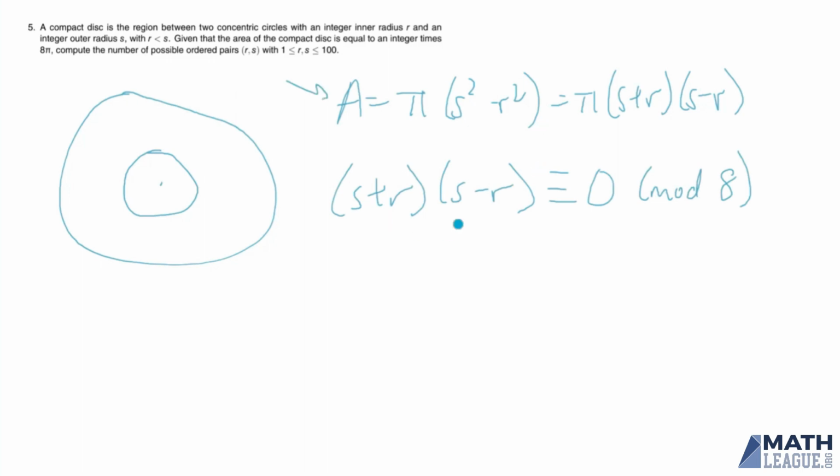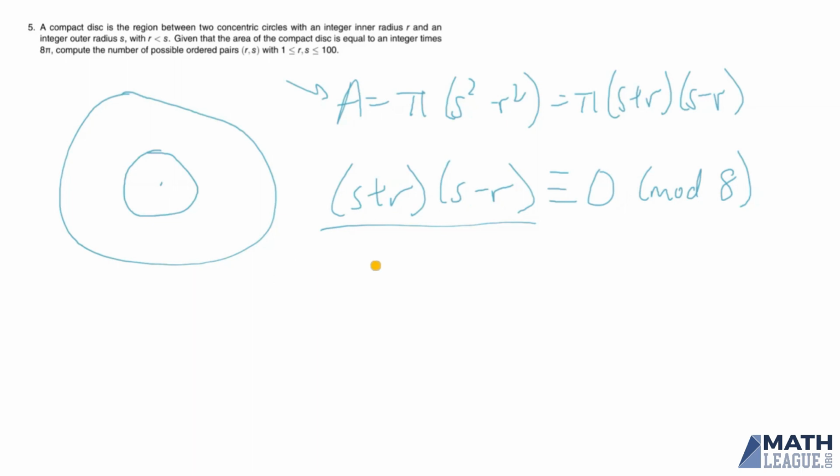Now, for this quantity on the left to be congruent to 0 mod 8, both s plus r and s minus r have to be even. So that means that they're either both even or both odd. So the first case that we're going to consider is if s minus r is divisible by 4, then inherently, because s plus r is also even, we then have our condition met.